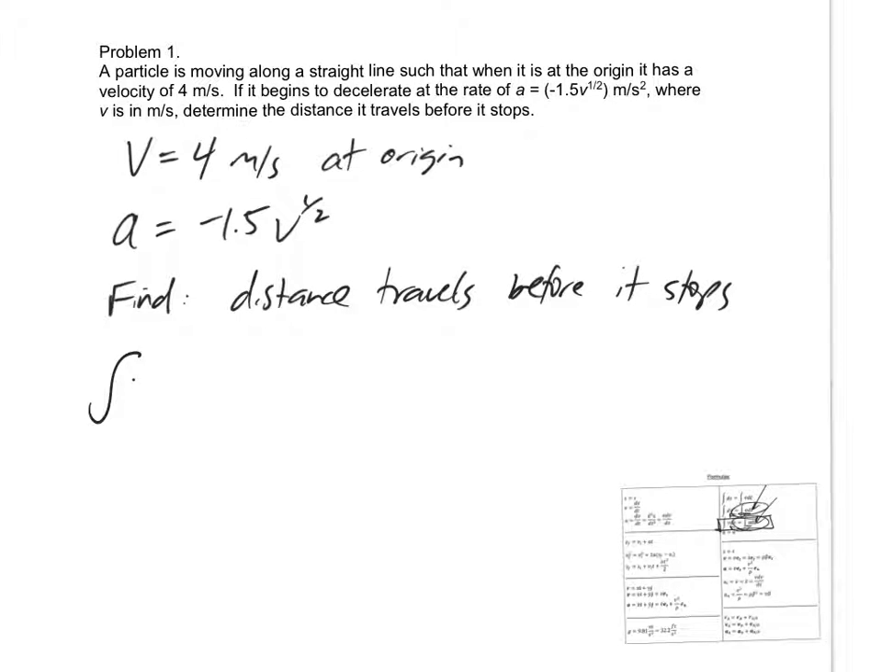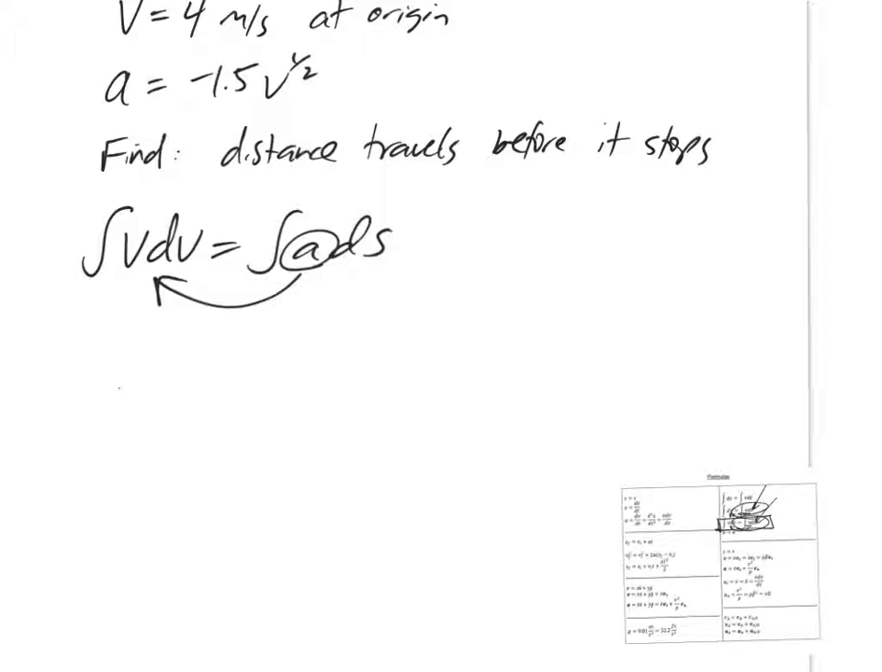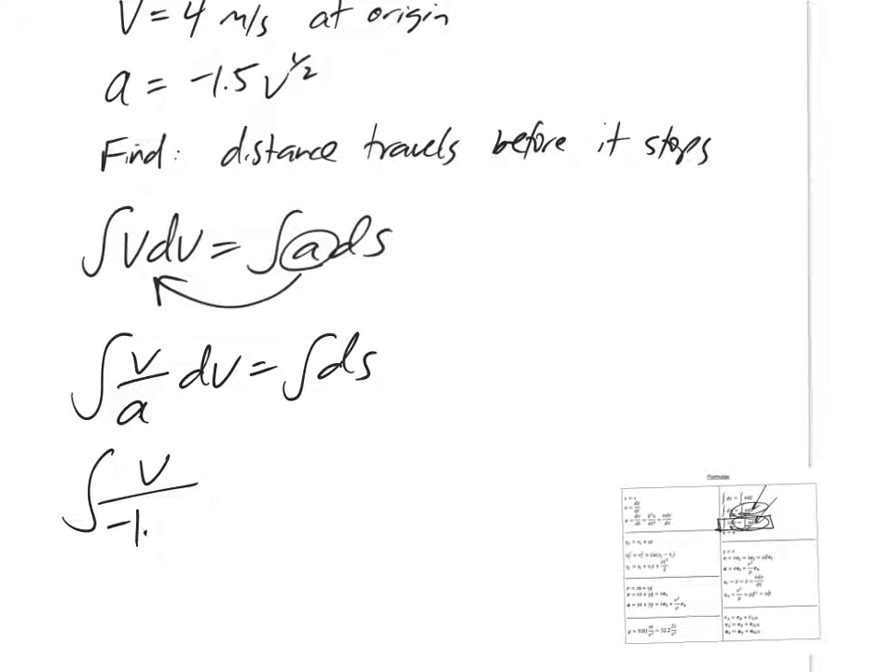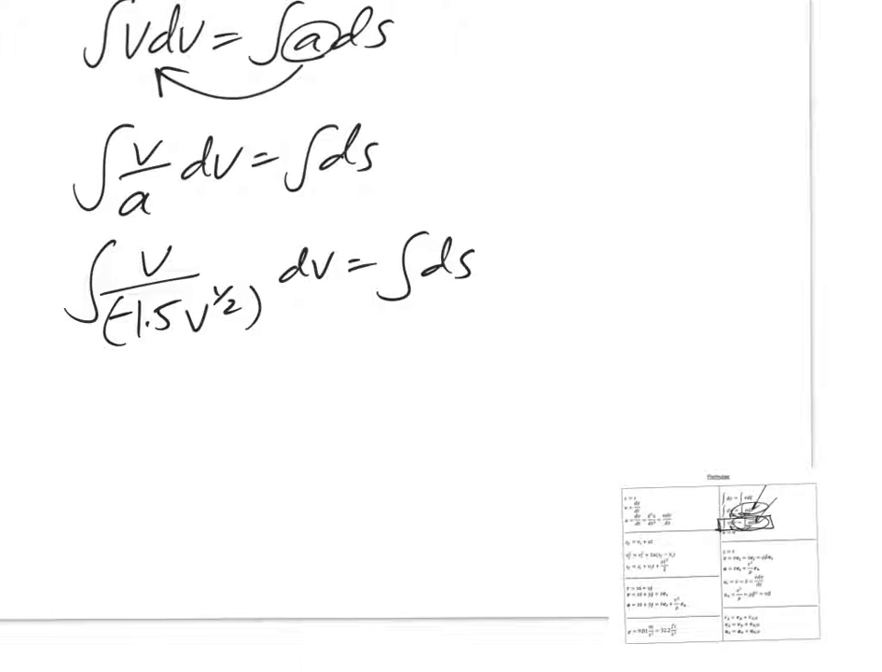So I know that the integral of v dv equals the integral of a ds. So I'm going to divide the a to the other side. So the integral of v over a dv is equal to the integral of ds. And so v over a would be the integral of v over negative 1.5 v to the 1/2 dv is equal to the integral of ds. On the left-hand side, I'm just going to rewrite this. Not going to do the integral yet. Negative 0.667 v to the 1/2, right? Because I have v to the 1 on top, v to the 1/2 on bottom. We're left with v to the 1/2. All right, so that is my integral.